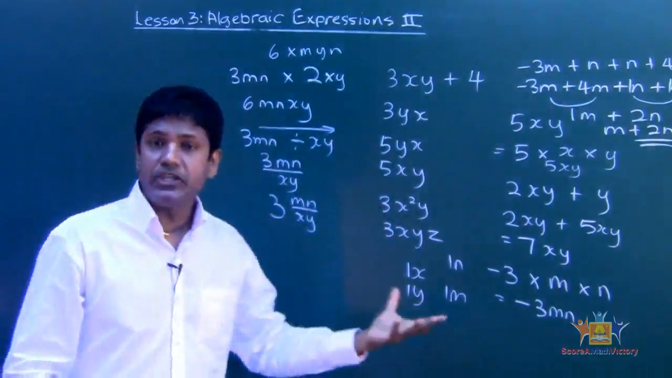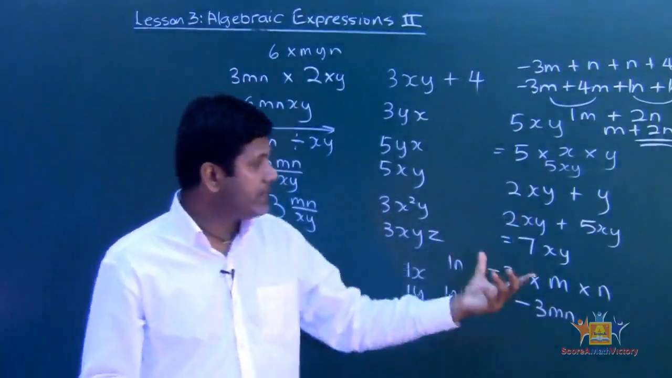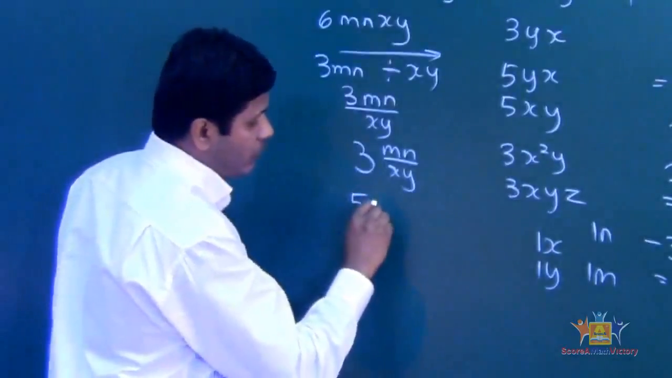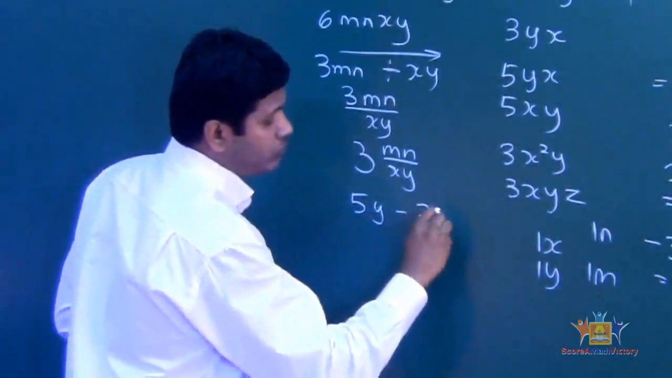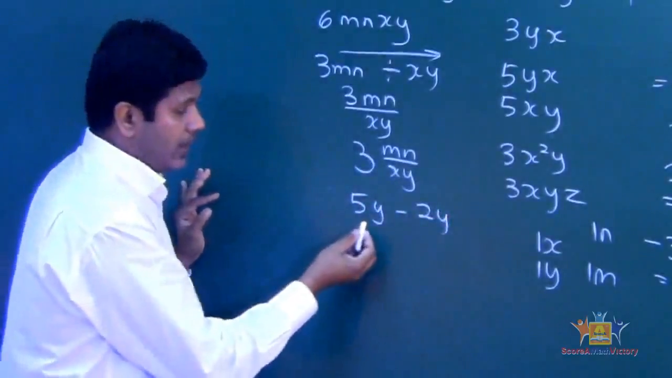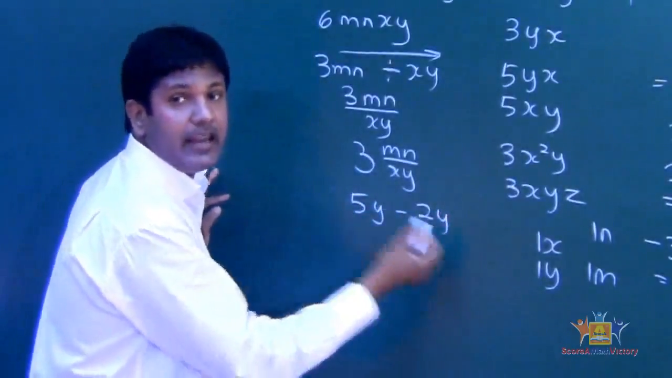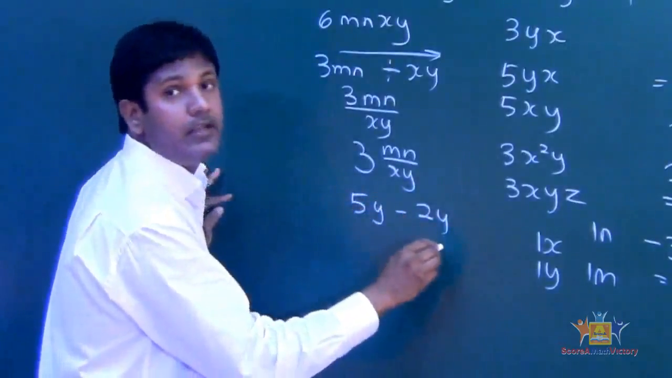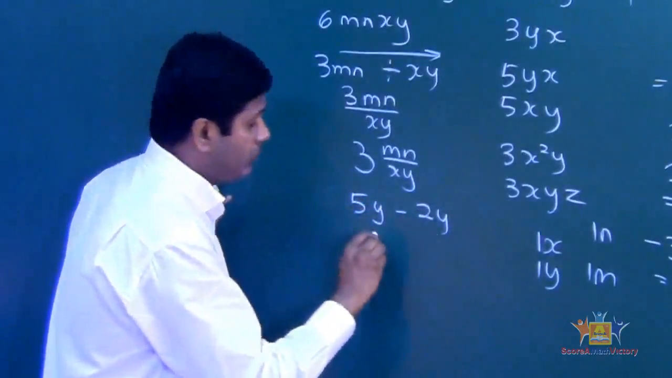Now with the addition and subtraction. Alright, we talked about the addition part. How about subtraction? Let's say Mr. Mac gives you 5y minus 2y. Are these like terms? Yes, they're like terms, alright? That means I can subtract. It's pretty much like 5 apples minus 2 apples. So that gives me 3 apples.